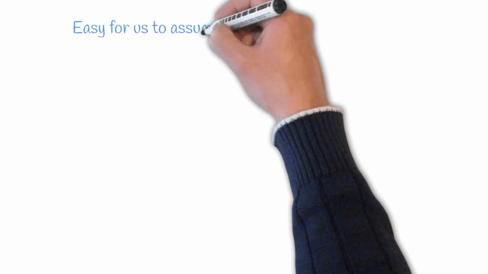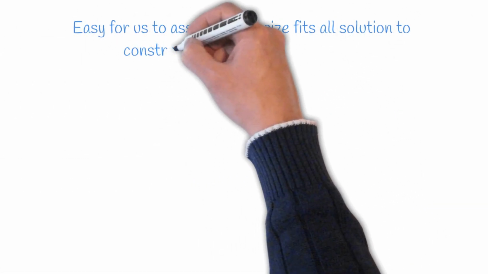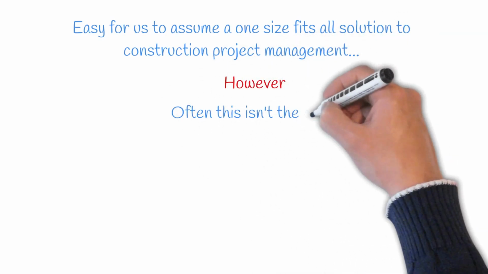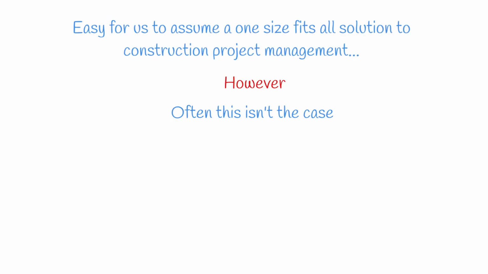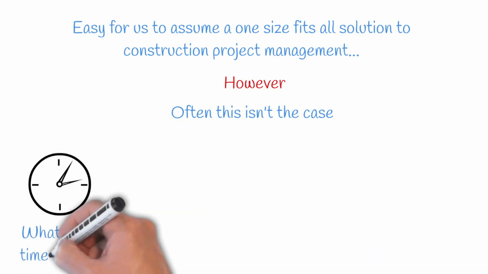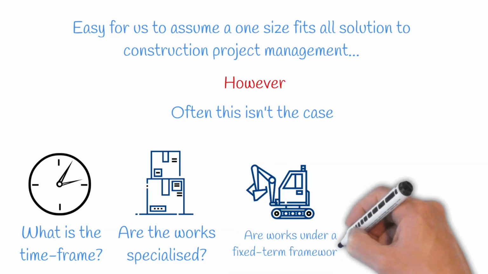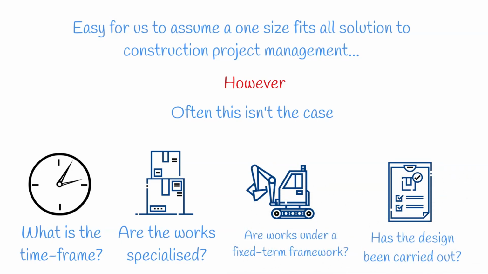It's easy for us to assume there's a one-size-fits-all solution to how construction projects are managed. However, often this isn't the case, especially when it comes to tendering. We have to consider many variables which impact how we tender the works. For example, what is the time frame? Are the works specialised? Are works under a fixed term framework? Has the design been carried out? Or is the design yet to be completed? There's going to be different tender options for each of these variables. So let's dive into the different options available.